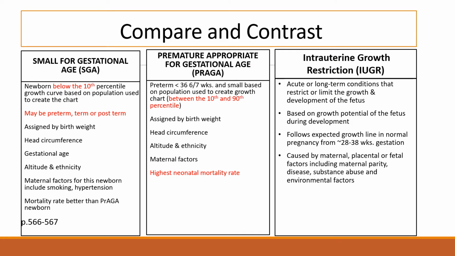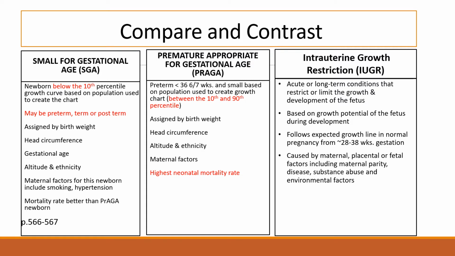So a preterm infant, or a preterm appropriate for gestational age, would be a neonate that's 36 weeks, 7 days. And they are based on small for population between the 10th and 90th percentile. And these are also assigned by birth weight, by their head circumference, altitude, and ethnicity. And so maternal factors are the same as with the small for gestational age, but these babies have the highest neonatal mortality rate. And that is really related to the maternal factors that are associated with these babies.